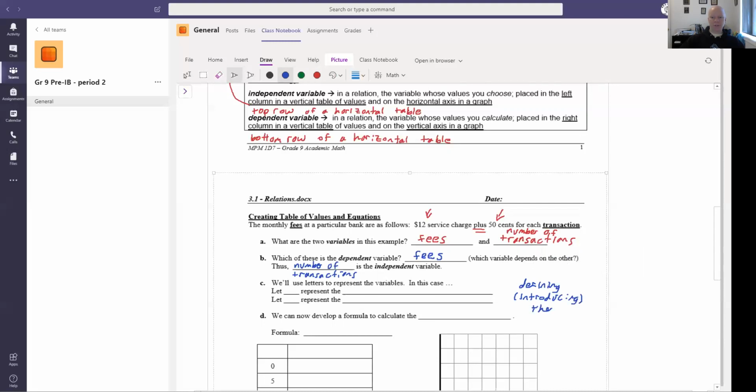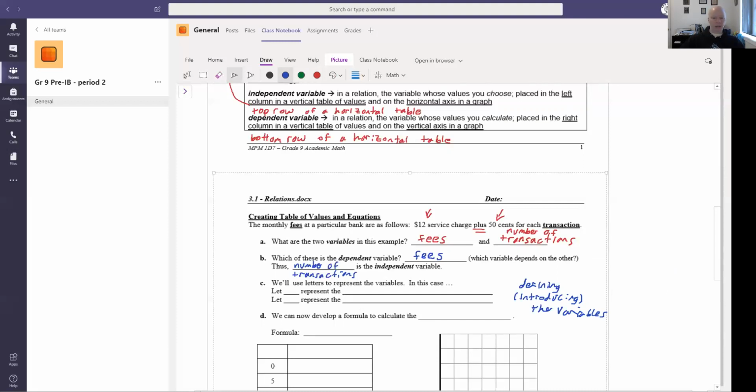You always have to do this. We have to define the variables or introduce the variables to make sure that the reader knows what letters you're using and what they represent. Now this is a very important thing. First of all, I usually use the letter that is at the beginning of the word of the variable. We don't have to do that.